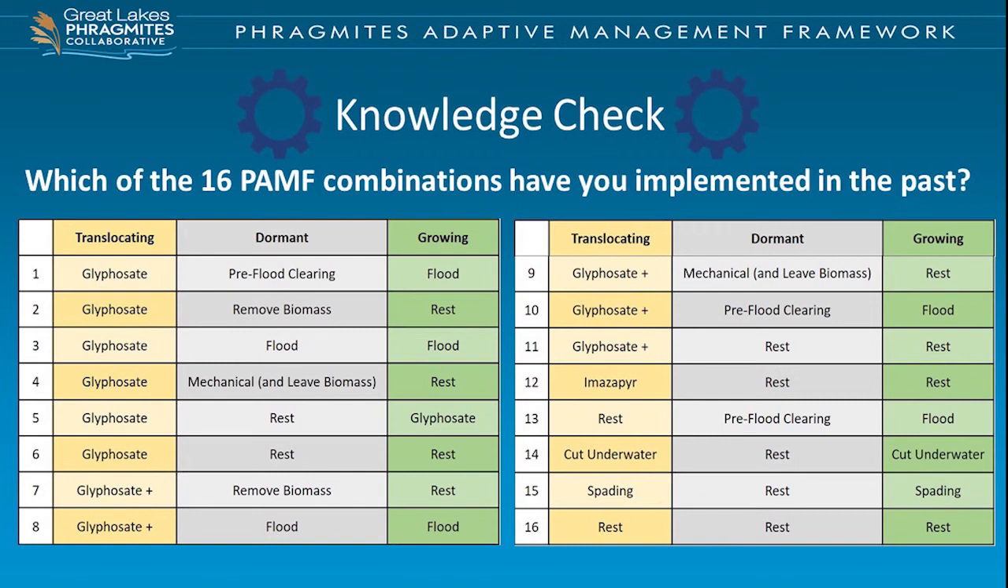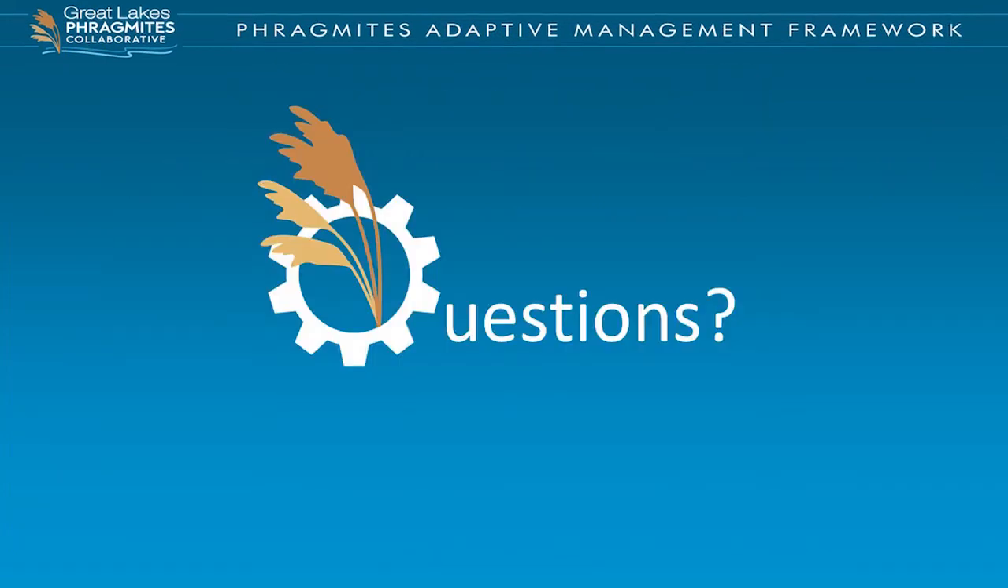These combinations are really meant to reflect what participants, or what Phragmites managers, are doing. So I do have a couple more slides, so we're just going to hold off any questions to the end. If you do have questions, go ahead and type them in the chat box and I will get to them.